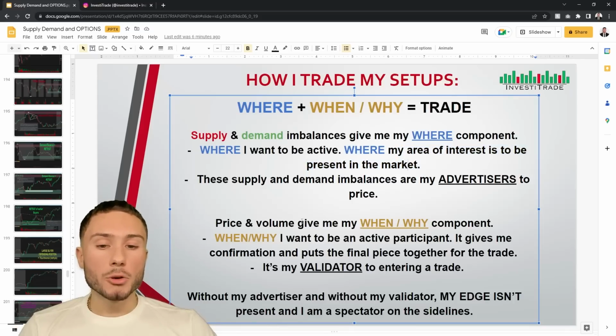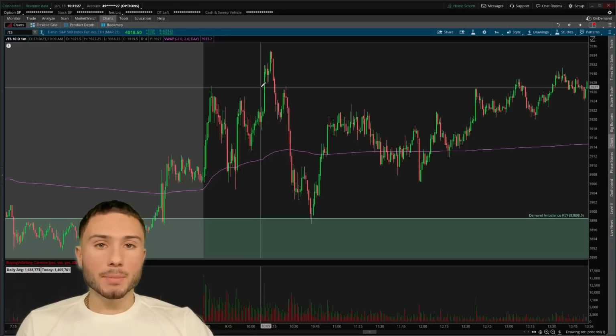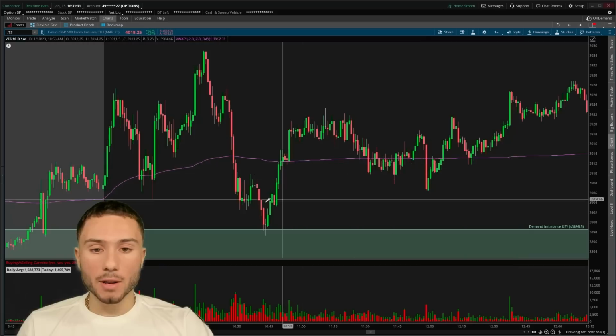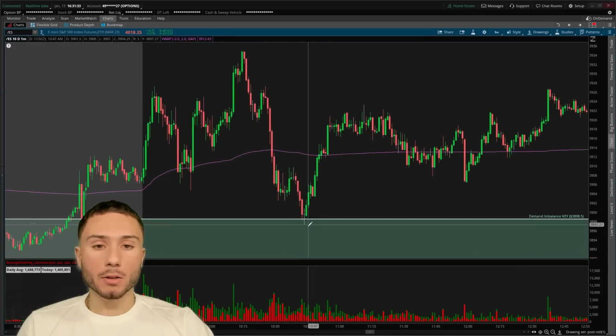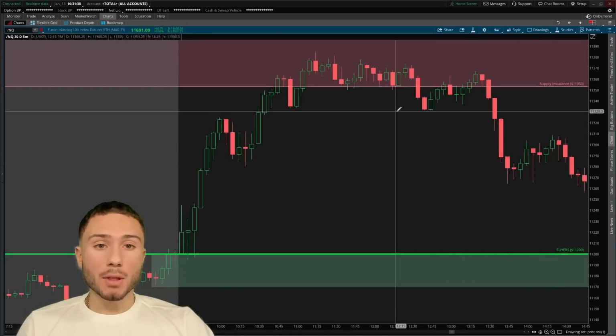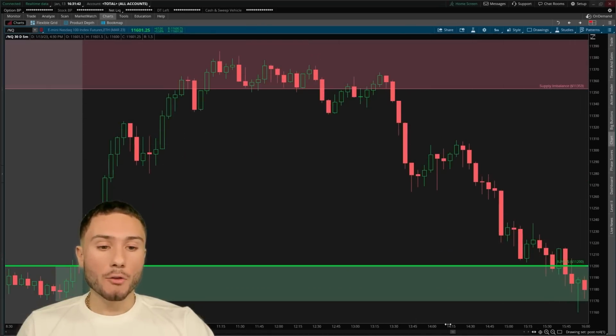And then we must use price and volume to give us our when and why component, which basically validates that trade and tells us that we should enter this setup because we see buyers and sellers at our area of interest. The simplest way to trade supply and demand, and what everybody is used to, is you long moves down into demand, where you take the market long expecting a bullish move to the upside, or when the market's inside of supply, you look to take the market short and you are expecting a sell-off from a supply zone.